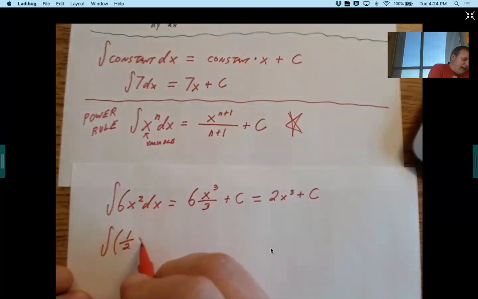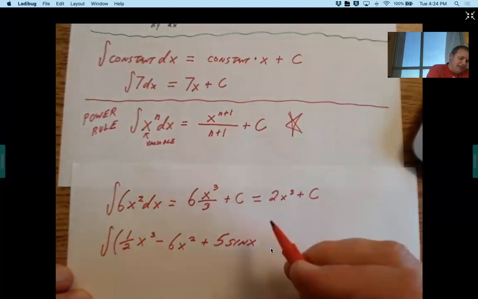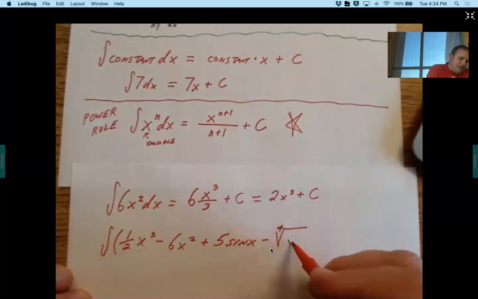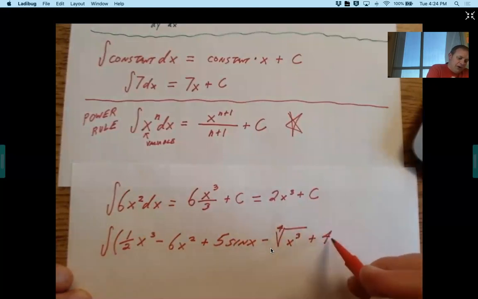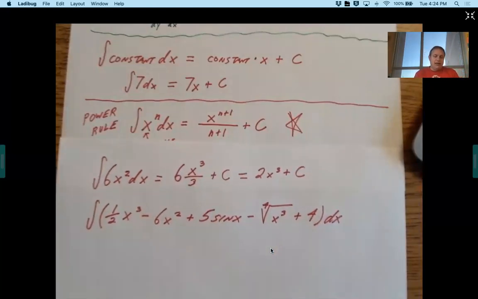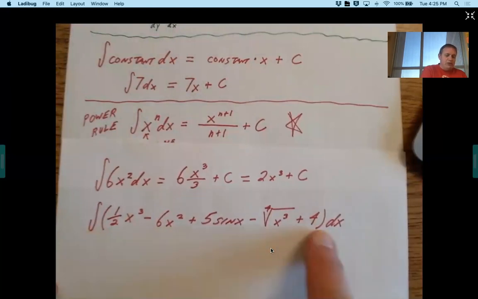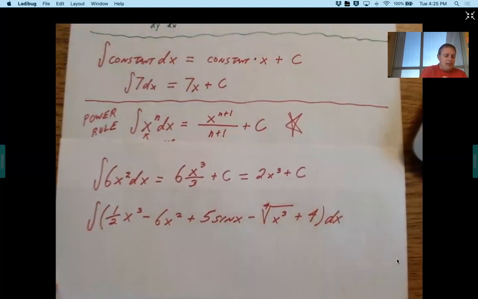So let's say we have 1/2 x cubed minus 6x squared plus 5 times the sine of x minus the 4th root of x cubed plus 4, all with respect to x, and we have to integrate that. What that means is we have to integrate that, or find the antiderivative, or solve the differential equation. Think of this as a derivative right here. So here's what I do. We're going to take it piece by piece.